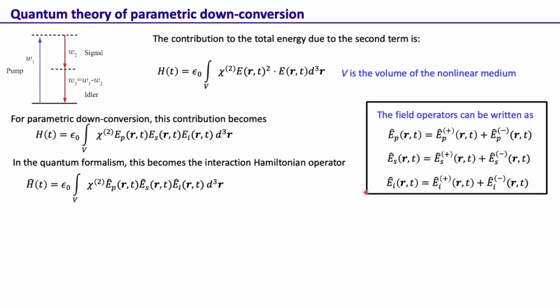And as we did in lecture 12, these field operators can be written in terms of the positive and negative frequency parts. And again, as we discussed, this is pretty much the same as writing things in terms of the analytic signal representation, and when we do it in quantum, it has its own set of benefits: the math becomes very easy in terms of the creation and annihilation operators. So we will write the field operators in terms of the positive and negative frequency parts.